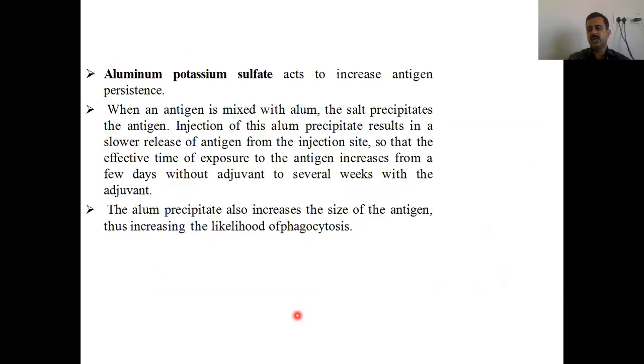Aluminum potassium sulfate acts to increase the antigen's persistence. When an antigen is mixed with alum, the salt precipitates the antigen. Injection of this alum precipitate results in a slower release of antigen from the injection site, so that the effective time of exposure to the antigen increases from a few days without adjuvants to several weeks with the adjuvants. So ultimately, when alum is mixed along with the antigens, then the immunological response would start.